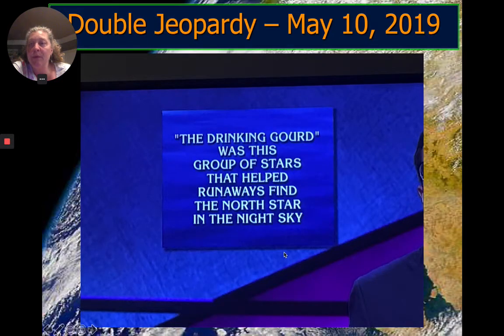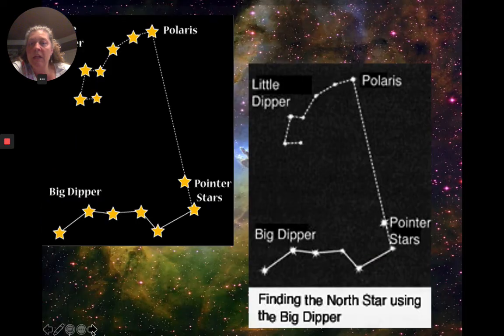This was Double Jeopardy on May 10th of last year, and I took a picture of it because, imagine getting this for Double Jeopardy and you bet it all. You'd be like, yeah, Earth science. The Drinking Gourd was the group of stars that helped runaways find the North Star in the night sky. What was it? The Big Dipper. You got it, because here we go.